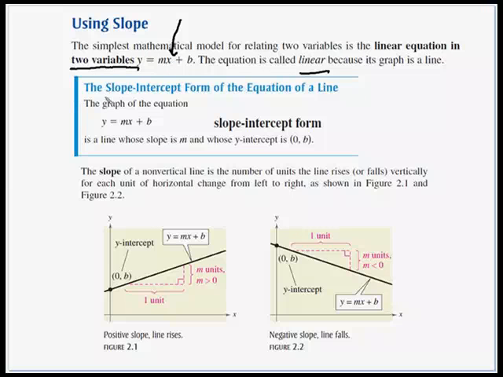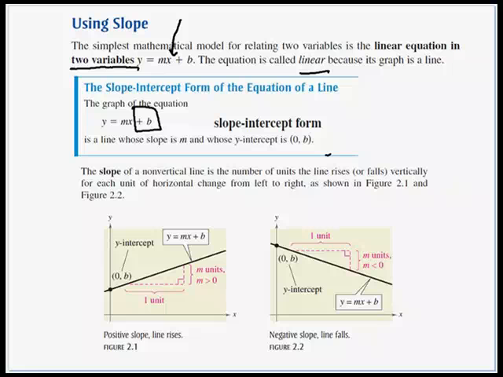So here in the blue box we have our slope-intercept form of a line. The graph of the equation y equals mx plus b is a line whose slope is m and whose y-intercept is 0, b. Whatever this number is, positive or negative, will be where we cross the y-axis. So the slope of a non-vertical line is the number of units the line rises or falls vertically for each unit of horizontal change from left to right, as shown in the two figures below.